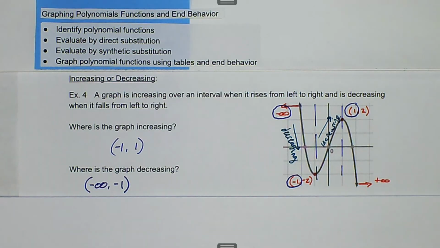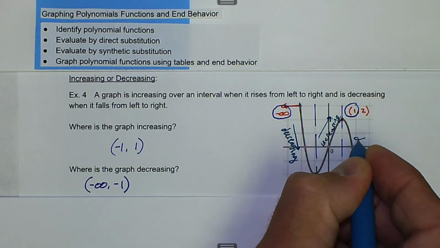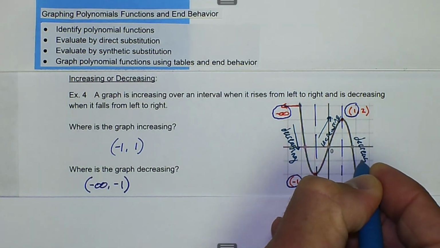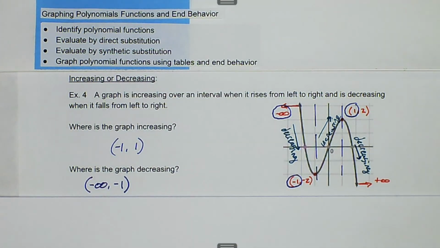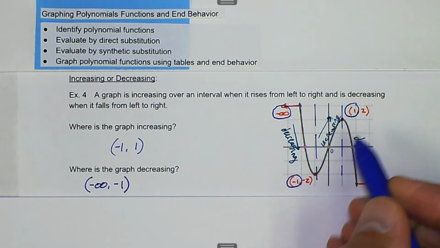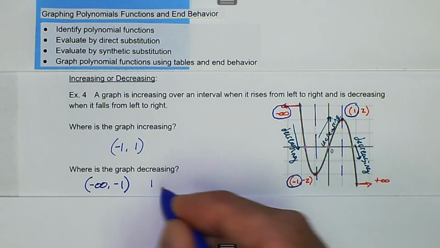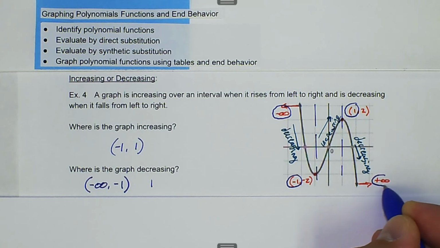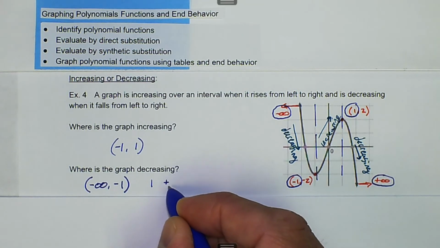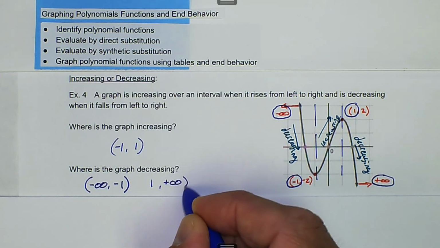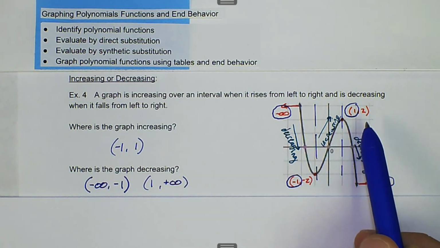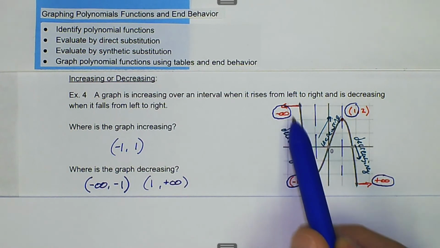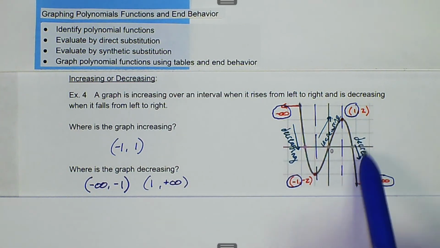And then we're going to be back with decreasing. The graph works that way. And this one is going to pick up right where we left off. We left off at 1, and then that's going to go all the way to +infinity. So increasing from -1 to +1, and decreasing from -infinity to -1, and from 1 to +infinity.